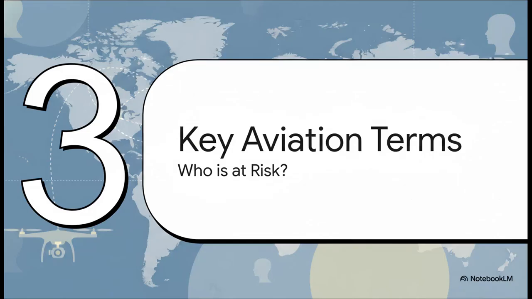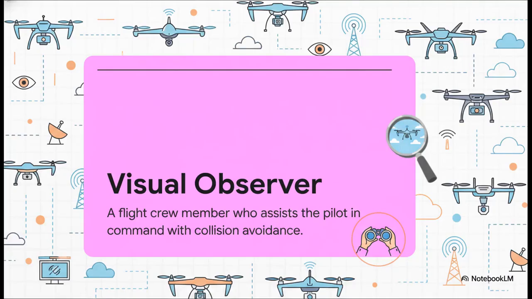Part 3. Key aviation terms. Who and what is at risk? Let's shift our focus for a second from the hardware over to the human element. The role of a visual observer is a great reminder that even unmanned flights still require human eyes. A visual observer is a required flight crew member whose job is to assist the pilot in command to avoid mid-air collisions, watch out for clouds, obstructions, and tricky terrain. Unmanned simply means no one is in the actual cockpit. It definitely doesn't mean humans aren't strictly governing that airspace from the ground.